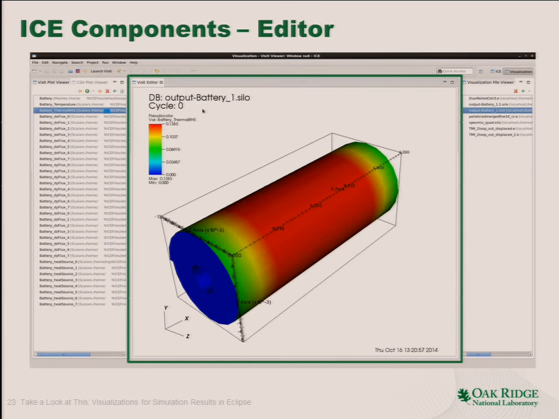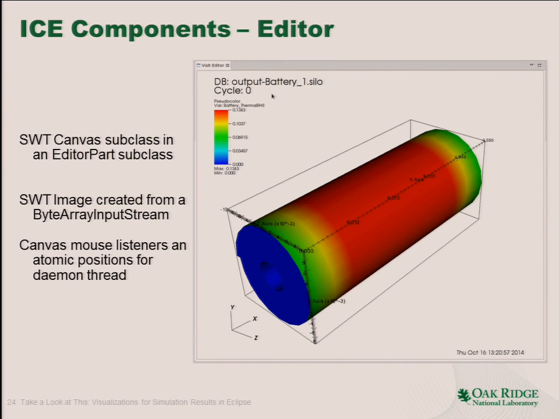Selections in the plot viewer show up in the middle in the VisIt editor that fills the middle section of the visualization perspective. This editor is an EditorPart subclass that's filled by an SWT canvas subclass. The SWT canvas subclass displays an SWT image that is initialized through a byte array input stream. And we've then applied listeners to this canvas in order to manage the mouse methods. The mouse listeners then pass that on to the VisIt application.